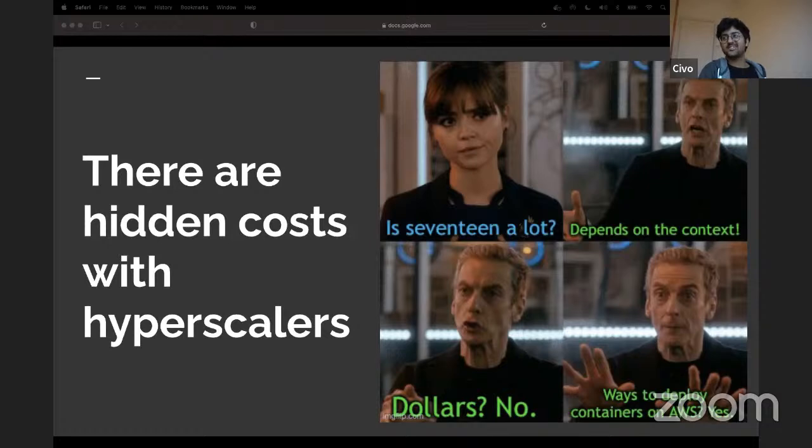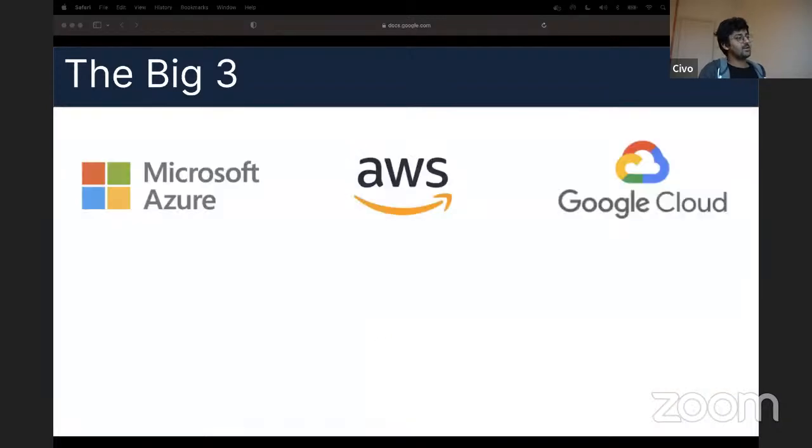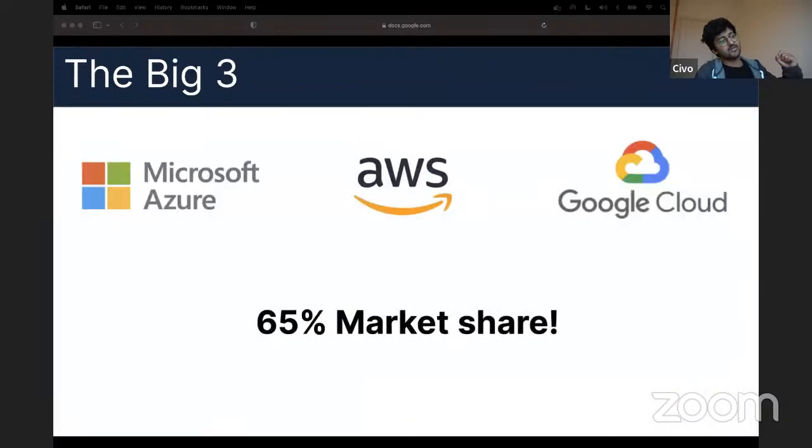As of last year? Anyone? It's around, as you can see, 200 billion, but close to more than 60% or something like that. And if you can see, around 65% market share.